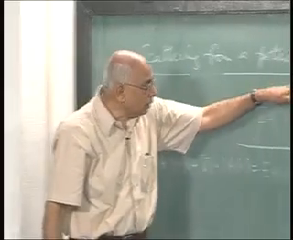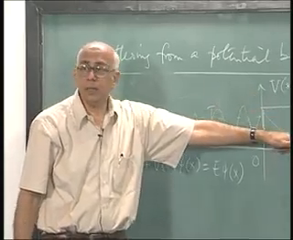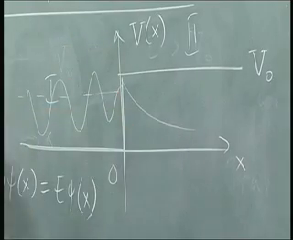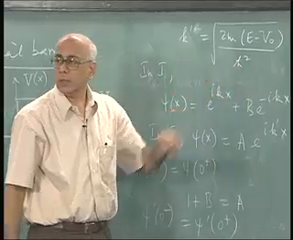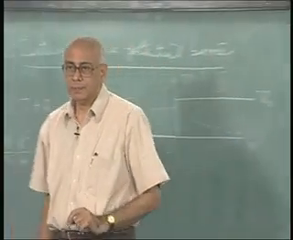However, there is a penetration into this barrier and it dies down exponentially fast with an exponent which is essentially the square root of 2m (V naught minus E) over h cross. So the inverse of that is a length scale, yeah.